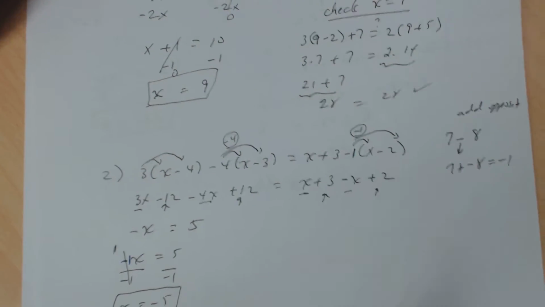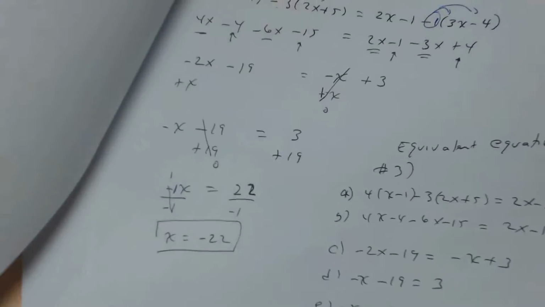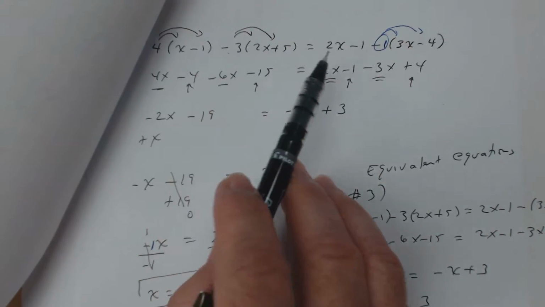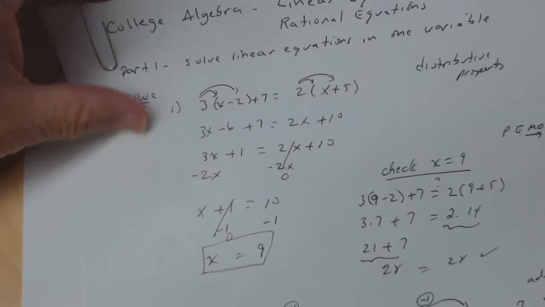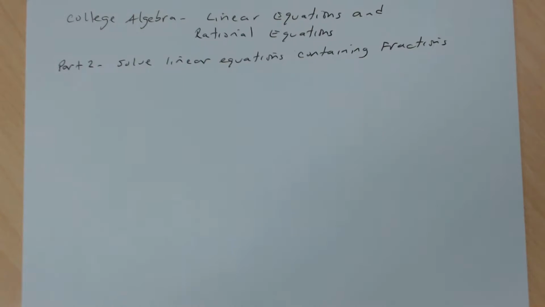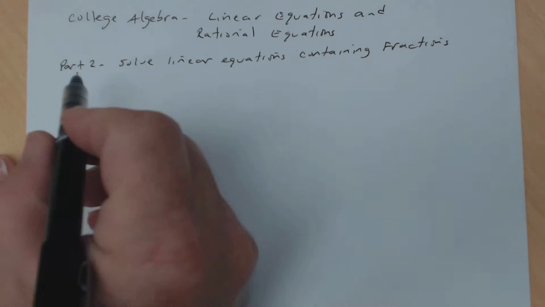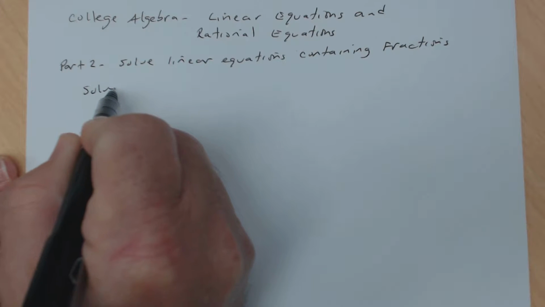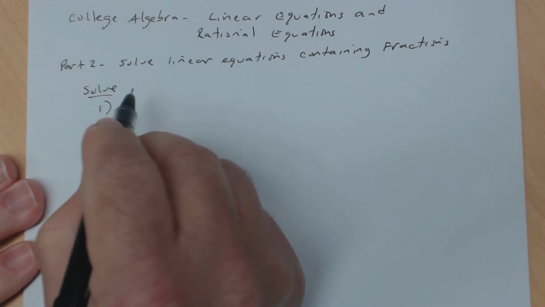Number one, we didn't have any fractions. And number two, we did not have any fractions. In number three, we do not have any fractions. But now, we're going to solve linear equations that do have fractions. So for example, let's suppose we want to solve this linear equation.